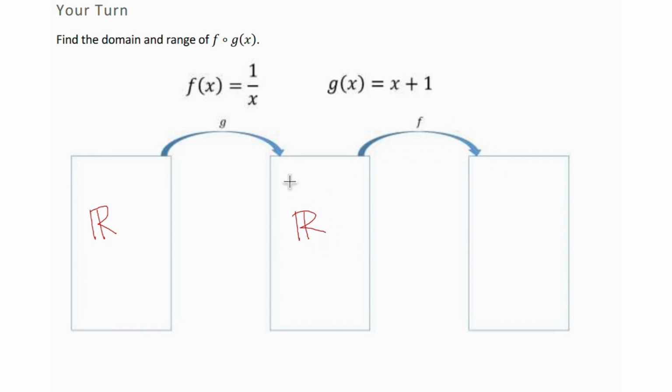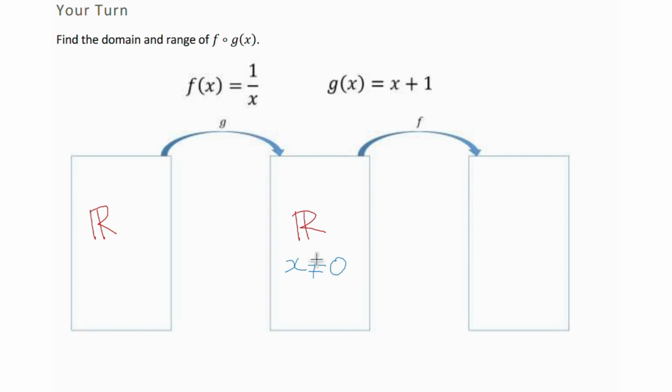Now f of x is 1 over x. But the domain of f of x is not all real numbers. The domain of f of x is all real numbers where x is not equal to, sorry, not 1, except 0. All real numbers except 0.